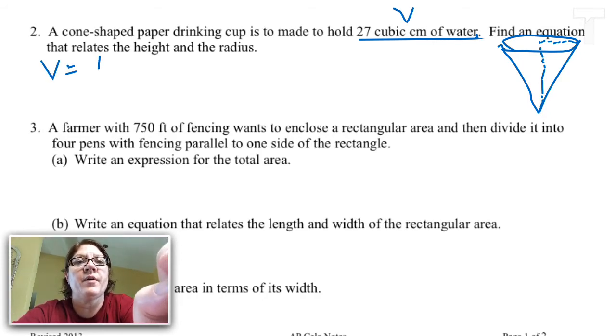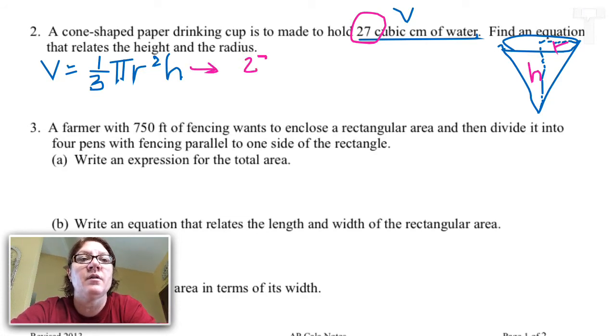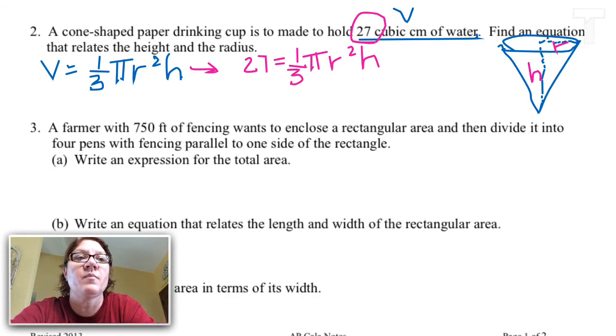So I know the volume formula for a cone is 1/3 pi r squared h. I've drawn in my radius over here and my height. And so I'm supposed to find an equation that relates the height and the radius. But of course, from this piece of information up here, I know that the volume is 27. So I can substitute that in, and ooh, look at that. I'm going to have only R and H left as variables. So let's get the H by itself. I could get R by itself, but let's get H by itself.